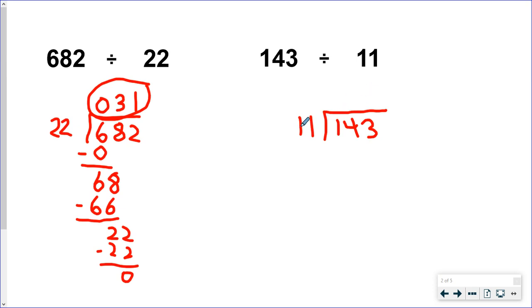So I'm just going to do it one at a time. I'm going to look at that 1, ignore the 4 and the 3 for right now. How many times can 11 go into 1? Well, just 0 times. That's it. So 11 times 0 is 0. Go ahead and take that. Subtract 1 minus 0 is 0.